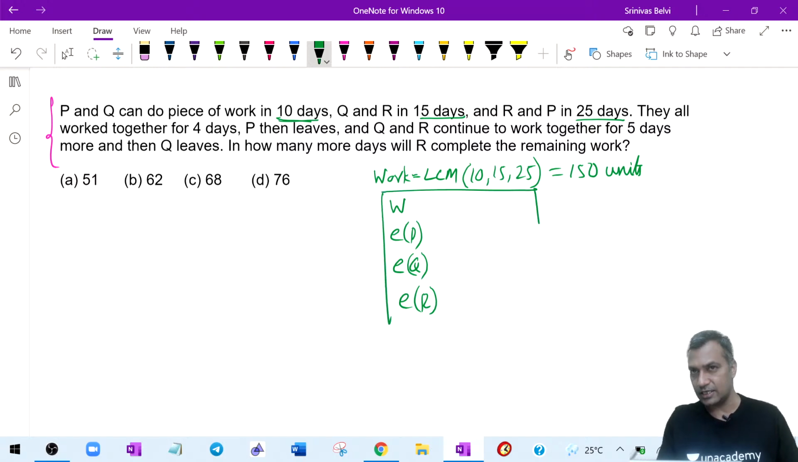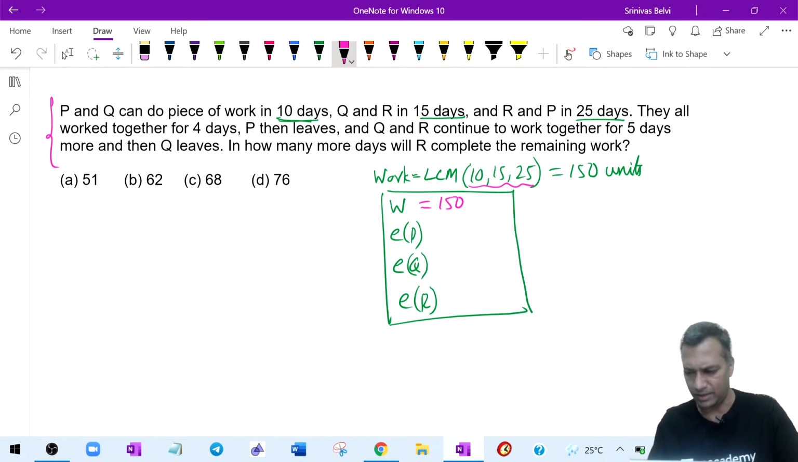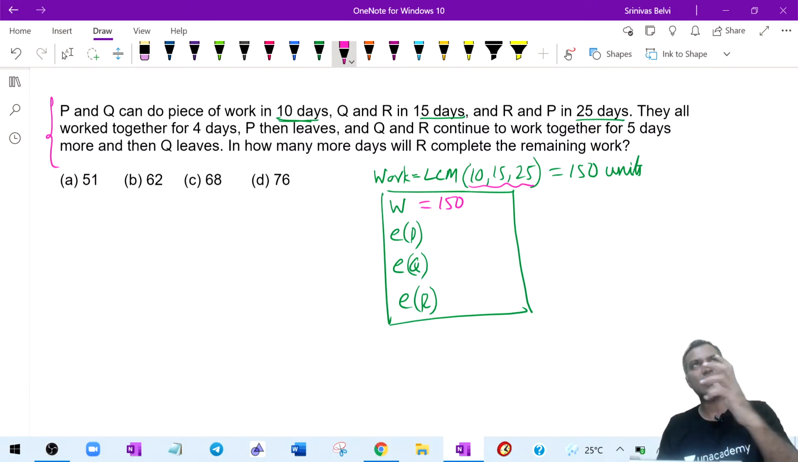This is my chart. Ultimately, this is all I need to fix, and then navigate through this discussion as we go along. Fair enough. Let's fix this. Work is fixed. If you want to do the unitary method, take the work as 1. If you don't, take the LCM and call it some other convenient number. Technically, LCM is the most convenient number so that we can avoid fractions.